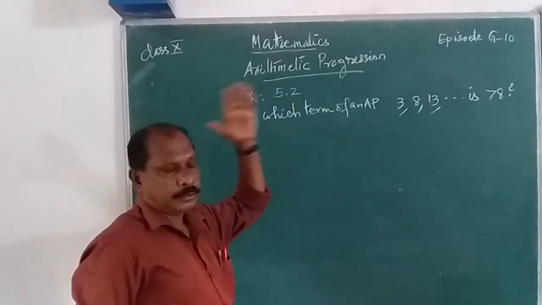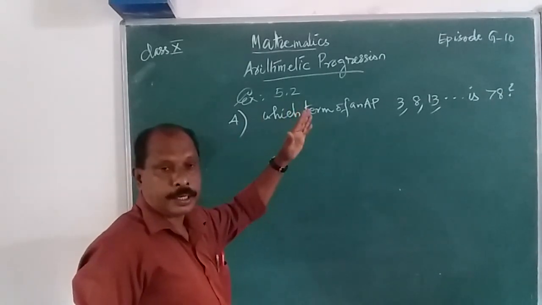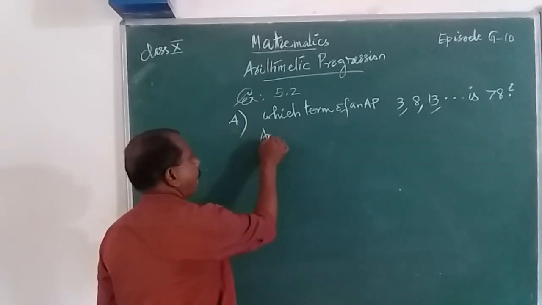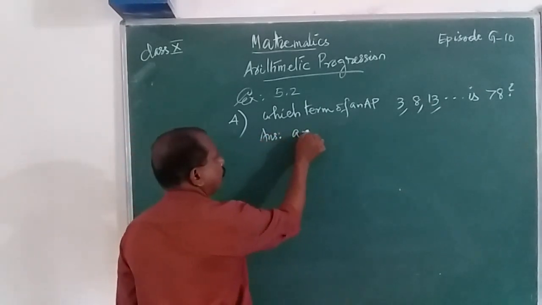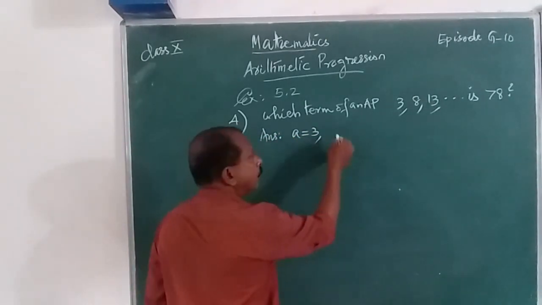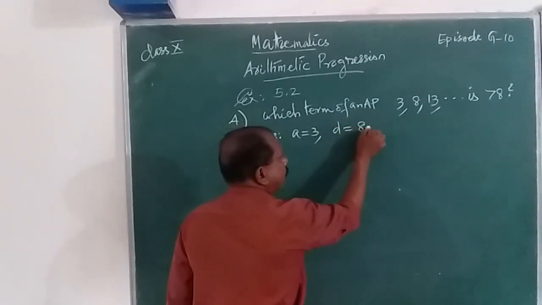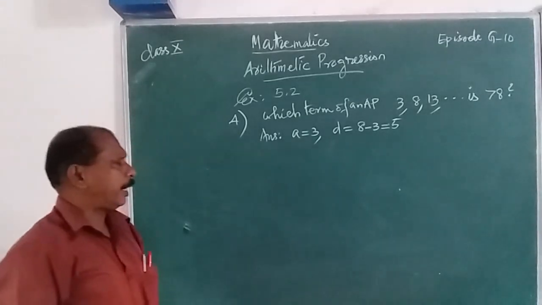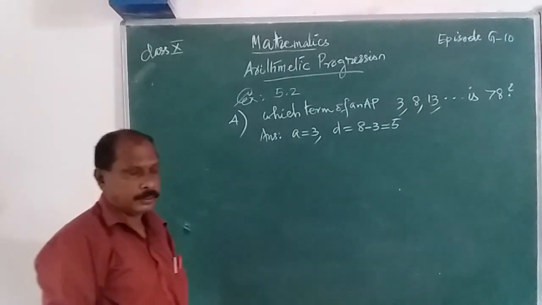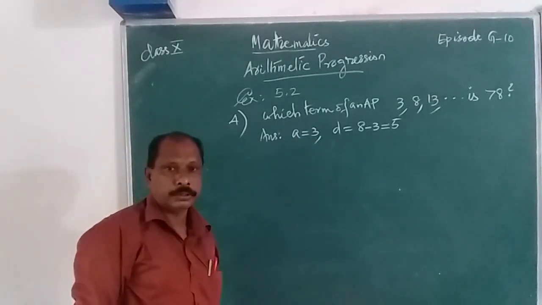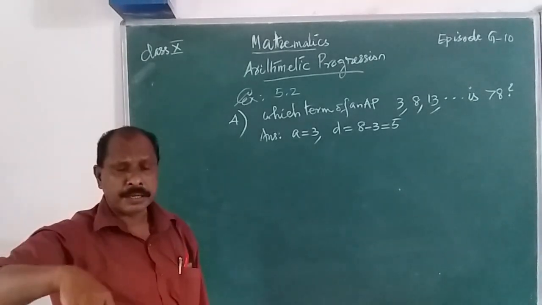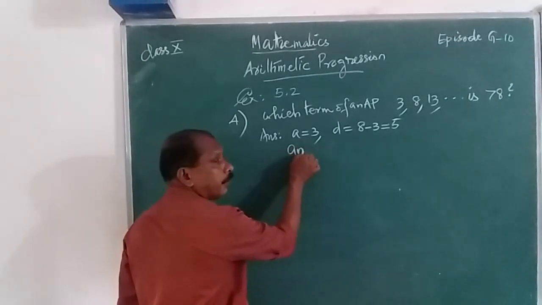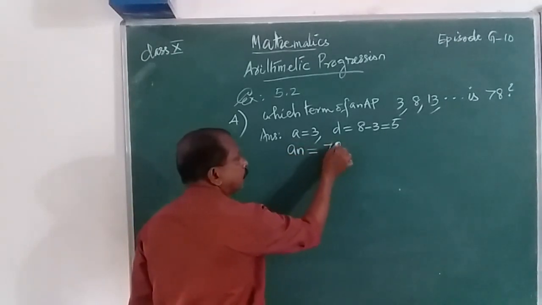Listen. This is a sequence, that is an arithmetic progression. The first term is 3. A is equal to 3. Then what is D? D is equal to 8 minus 3, which is 5. Therefore, the first term and the common difference are obtained. Then what is the last term? It is 78. Therefore, the nth term is 78. It is given: An is equal to 78.